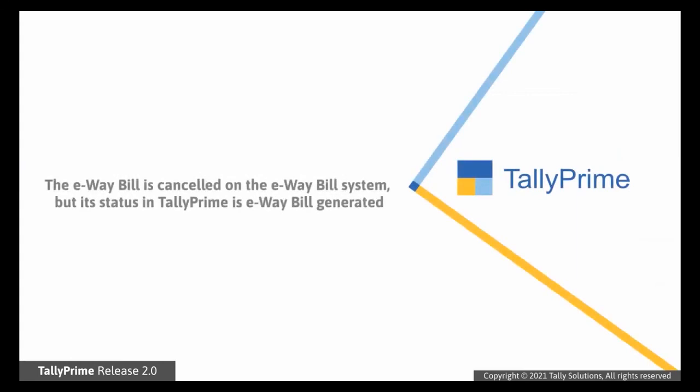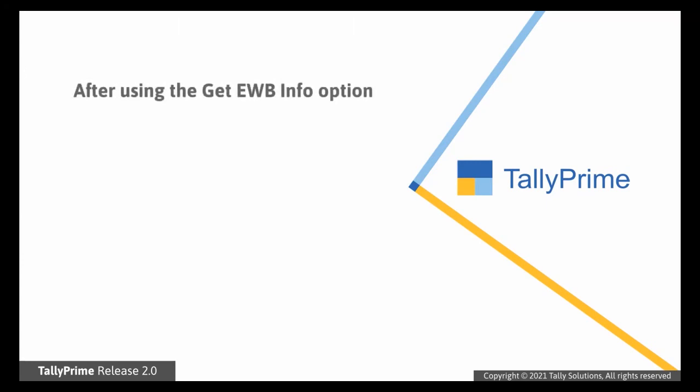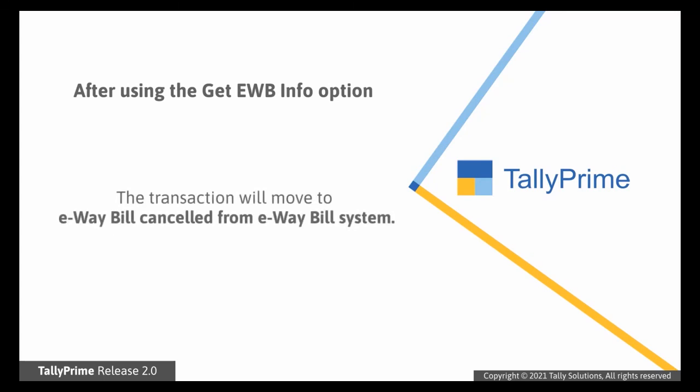There may be a situation in which you have cancelled an e-way bill on the e-way bill system. However, its status in Tally Prime is e-way bill generated. In such a case, you can use the Get EWB information option. Thereafter, the transaction will move to the e-way bill cancelled from e-way bill system section of the e-way bill report. Similarly, you can fetch the latest cancellation details from the e-way bill system to Tally Prime for any transaction.